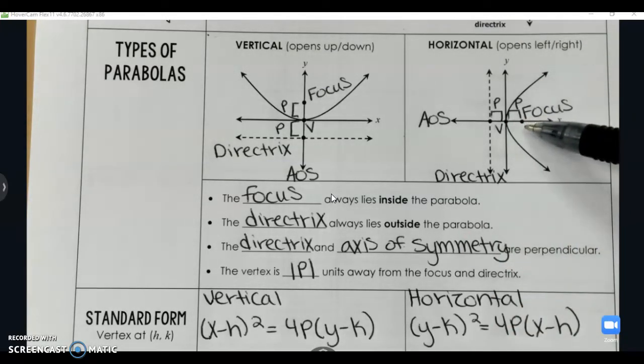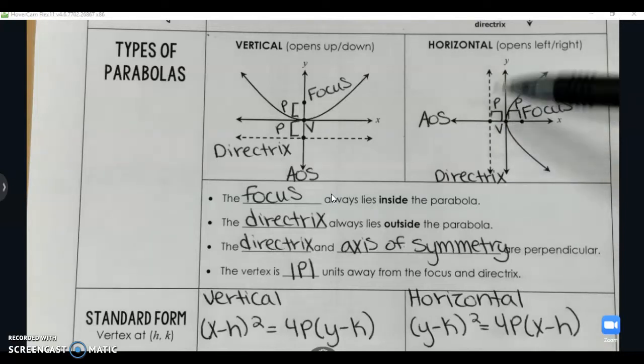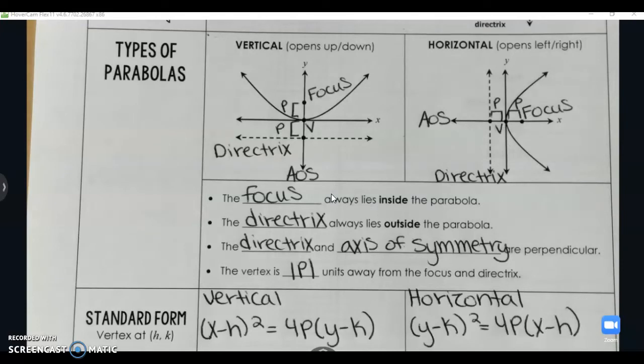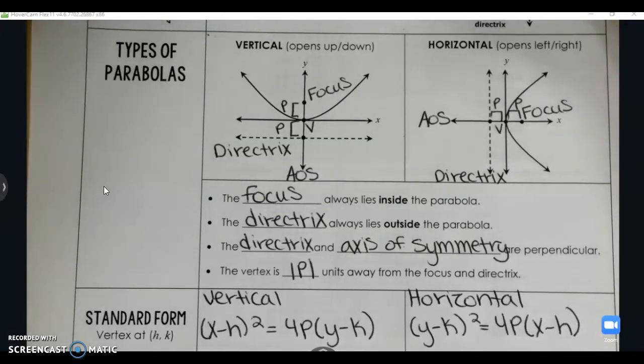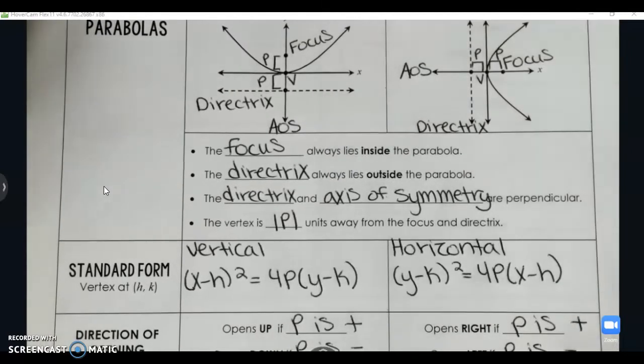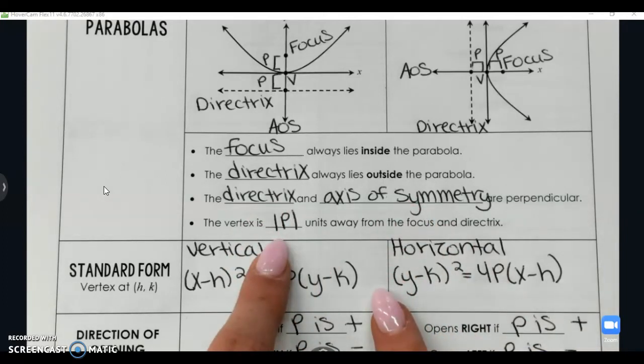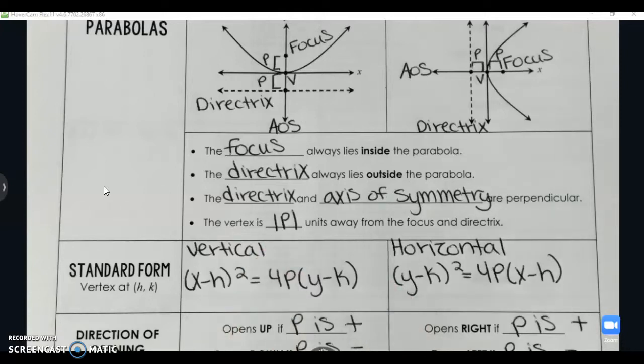We still have our focus, which is offset from the vertex by that distance P, and then the directrix offset from the vertex by that same distance P. Our directrix is a vertical line, and our axis of symmetry is a horizontal line, okay? So the focus is always inside the parabola, and the directrix is always outside. The parabola will never touch or cross the directrix. And then our directrix and axis of symmetry are perpendicular, and then the focus is the absolute value of P away from the vertex, and so is the directrix. And we'll talk about why we used absolute value there in a moment, because P can sometimes be negative.